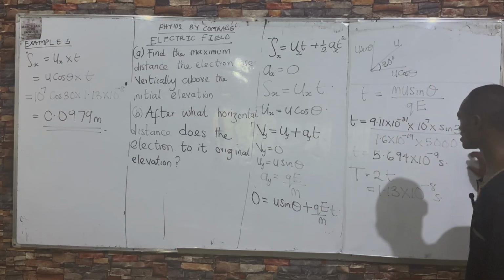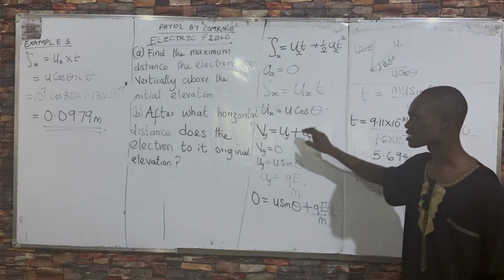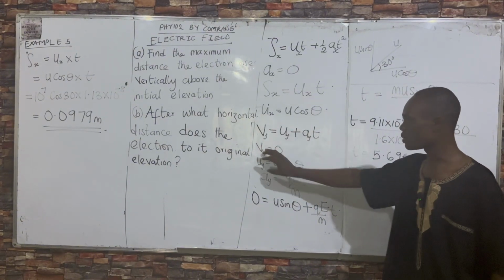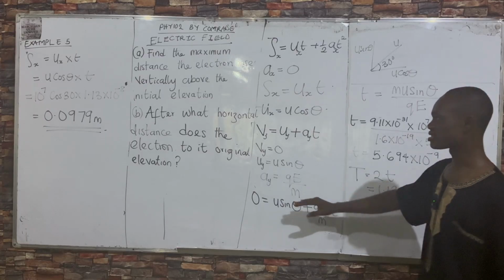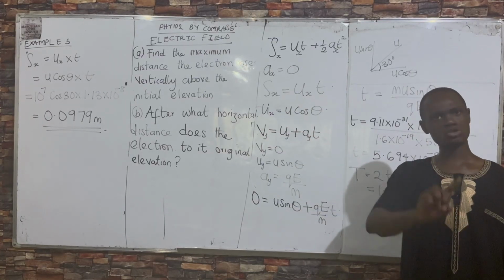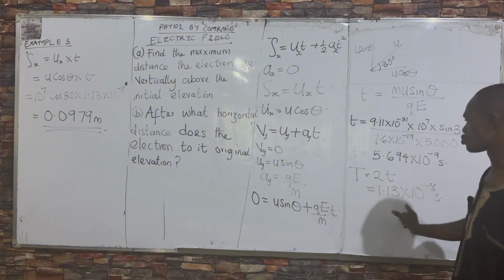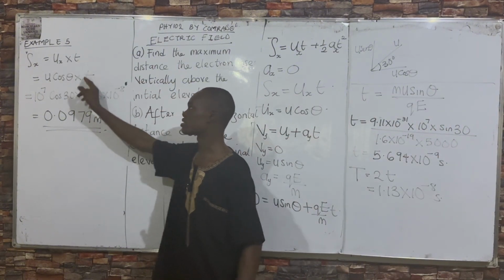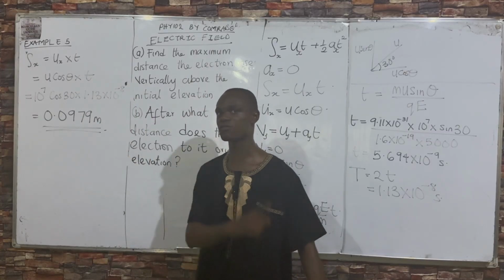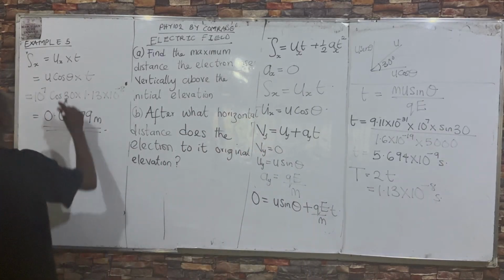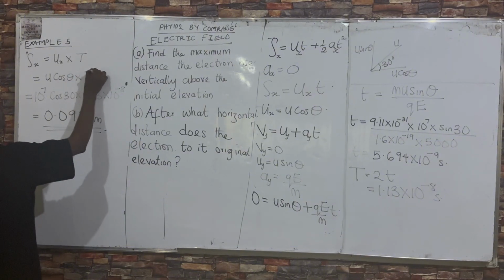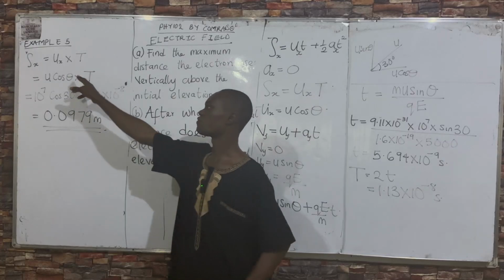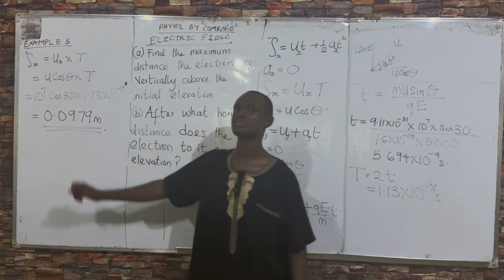But the time I'm getting is the time taken to reach maximum height, because I made Vy 0. At maximum height, Vy becomes 0. So to get the total time of flight, do not forget to multiply it by 2. Then I come back to my original formula, Ux times T. This T represents the total time of flight. Let me write it as big T so you understand. If I multiply these two together, I will get this.